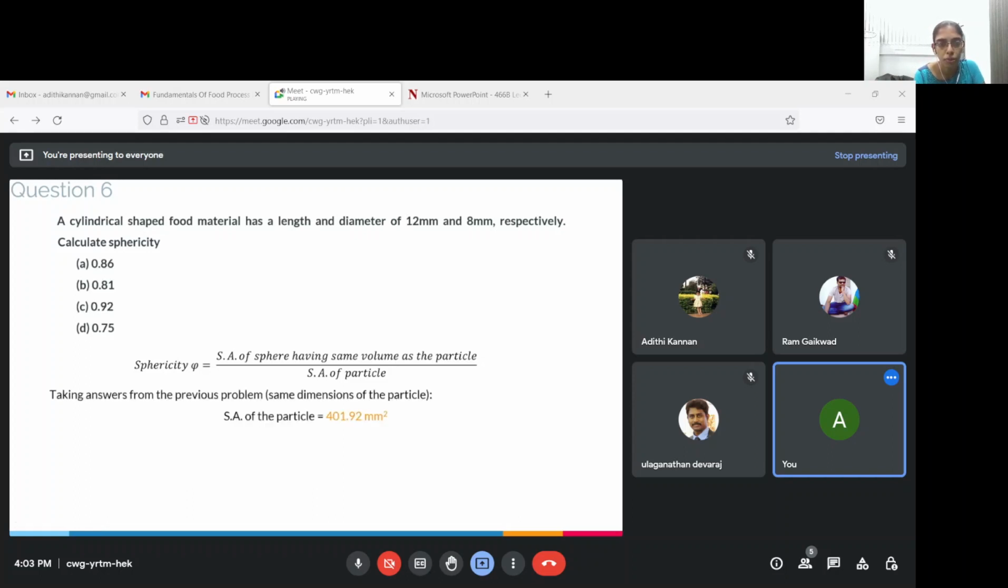So from the previous question itself, since the dimensions of the particle are the same, we calculated 2 pi r (r plus h), that is the surface area of the particle, as 401.92 millimeter square. So what is the volume of the particle that you guys are getting?